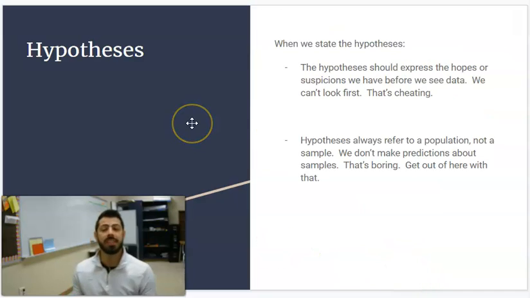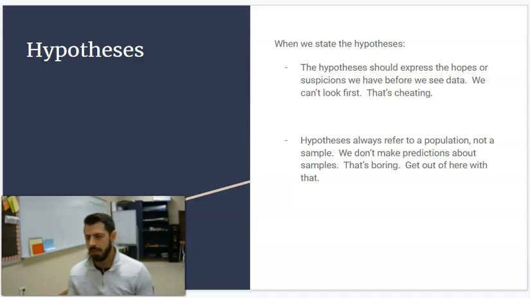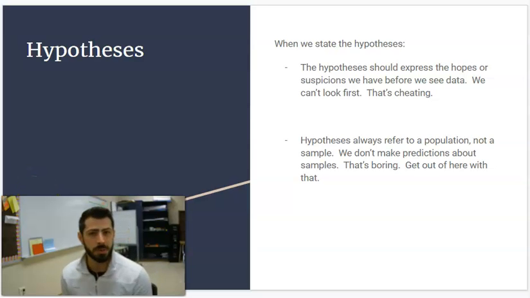Now, when we state the hypotheses, they should express our hopes and suspicions before we actually look at the data. So we are already kind of cheating, but not a big deal right now. Hypotheses always refer to the population, not a sample. So we don't make predictions about a sample. That's just boring. That's not interesting. Nobody cares. Instead, it's much more interesting to make a prediction about the overall population. And we use the sample to either disprove or fail to disprove that statement.